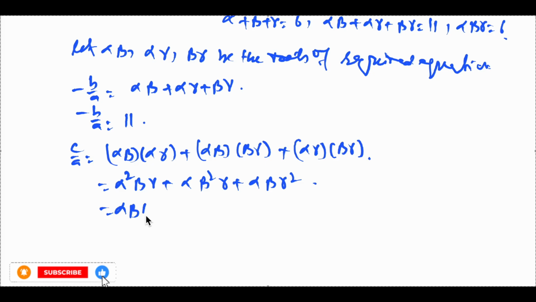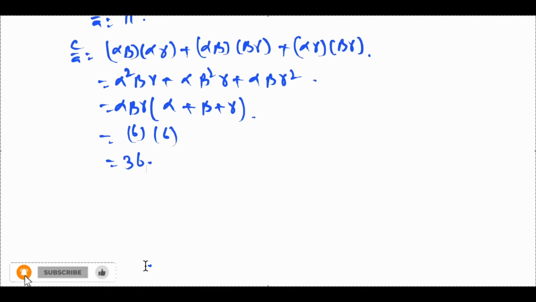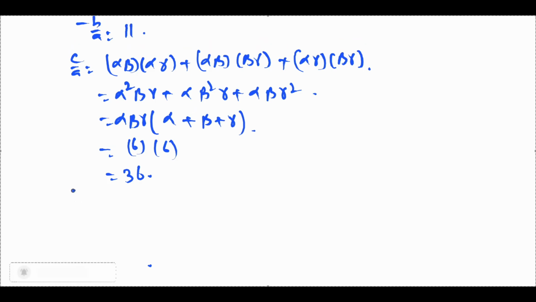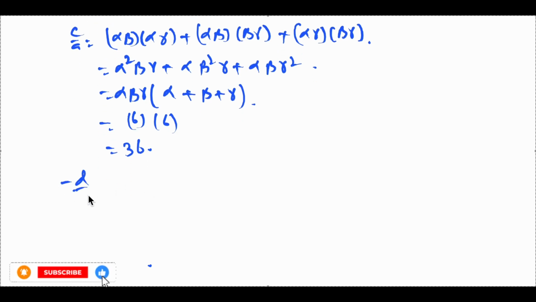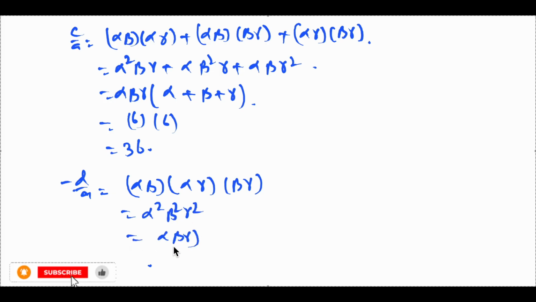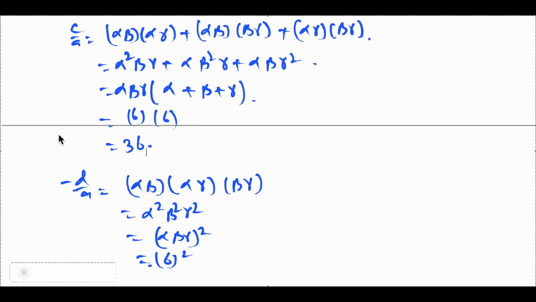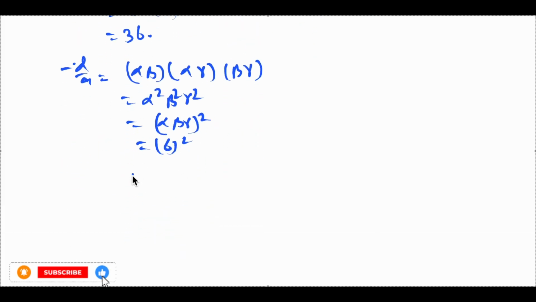I can take alpha beta gamma as common, so this is alpha plus beta plus gamma. I can put in these values. Alpha beta gamma is 6, and alpha plus beta plus gamma is 6 also, so this becomes 36. Now let us see what minus d over a is. This was minus b over a, now minus d over a. Minus d over a must be the product alpha beta, alpha gamma and beta gamma. So it is just alpha squared beta squared gamma squared, or I can write alpha beta gamma whole squared. So this is 6 whole squared, or this is 36.